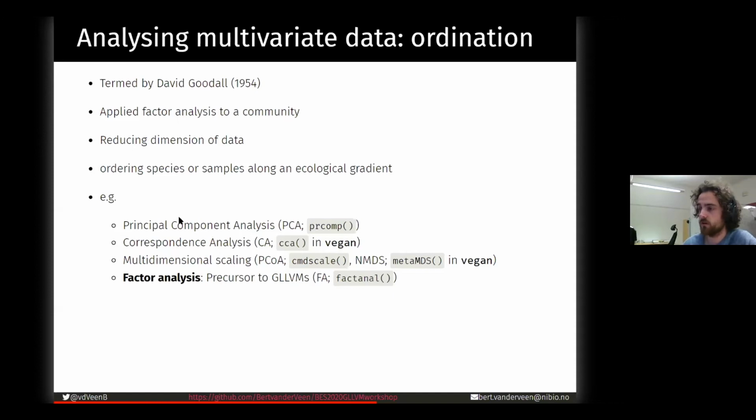Right, so examples are principal component analysis, which you can do with the prcomp function in R, correspondence analysis with the cca function in the vegan package, multidimensional scaling with principal coordinate analysis or NMDS in vegan, and then factor analysis, which is the factanal function in R, which is of importance here because that's kind of the precursor to generalized linear latent variable models.